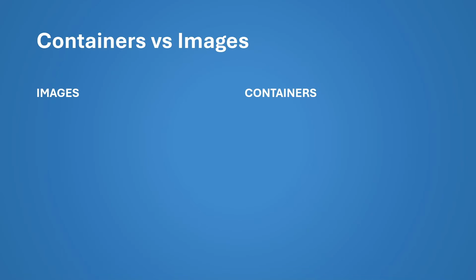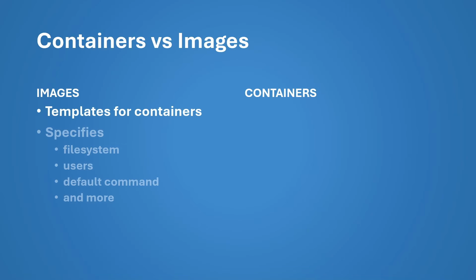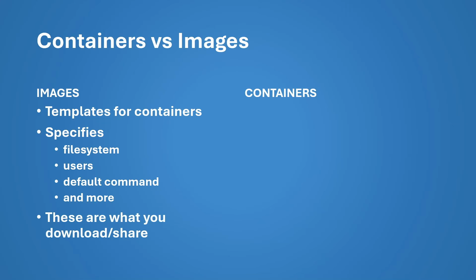The relationship is that images are templates for containers. Images specify the contents of the file system, what applications are installed, users, environment variables, and the default command that will run when you start a container. You can think of an image as a recipe for running an application.